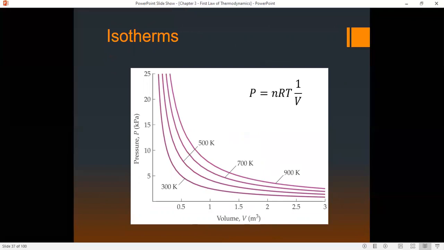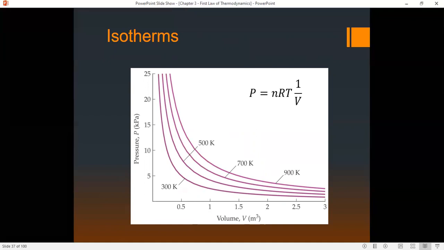If I graph the pressure at constant temperature, I get what are called isotherms on my graph. Notice at 300 degrees Kelvin, it follows this curve right here. At 500 degrees Kelvin, it's up here. At 700 degrees Kelvin, it's here. 900 degrees Kelvin, it's here. These are simply just 1/V type plots, okay?